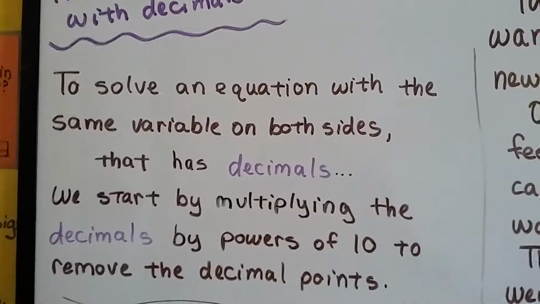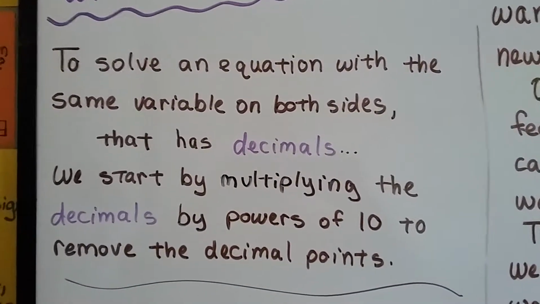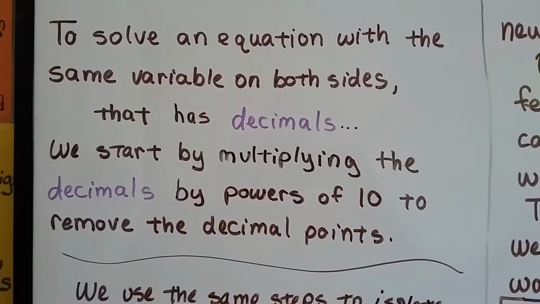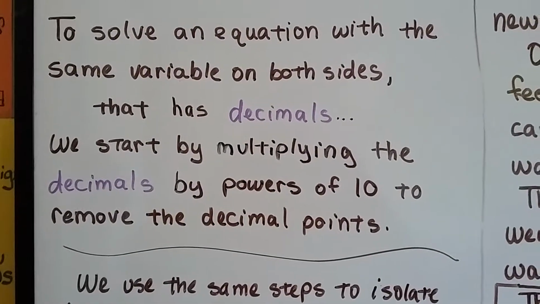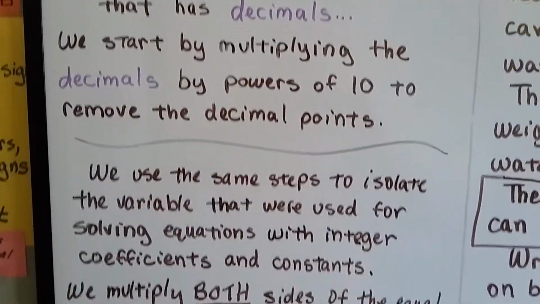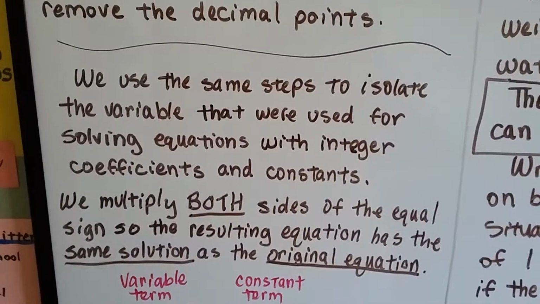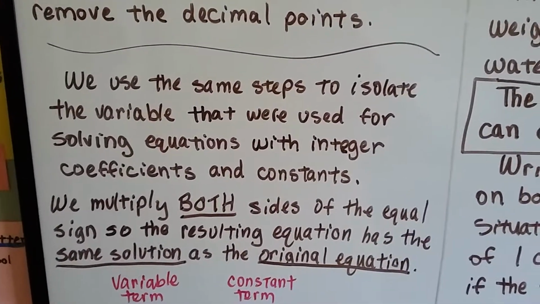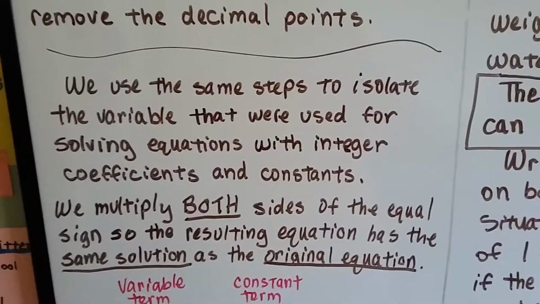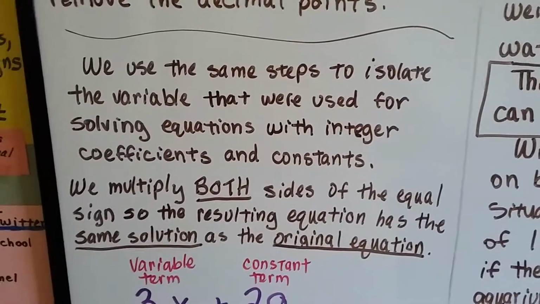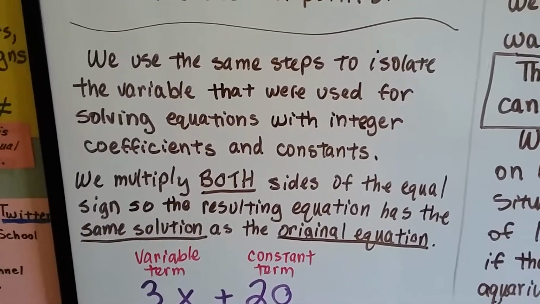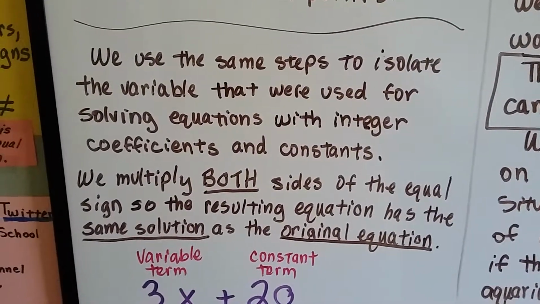To solve an equation with the same variable on both sides that has decimals, we start by multiplying the decimals by powers of 10 to remove the decimal points. As we explained in the last video, we use the same steps to isolate the variable that were used for solving equations with integer coefficients and constants. We multiply both sides of the equal sign so the resulting equation has the same solution as the original equation.